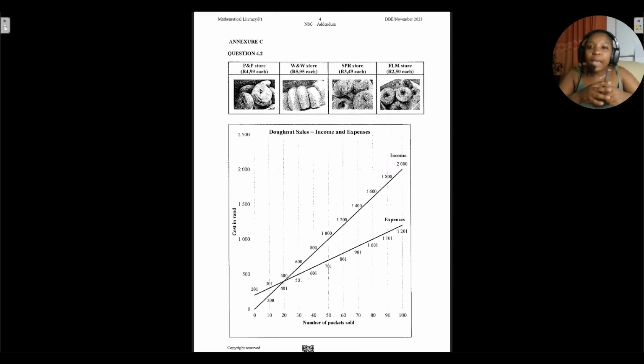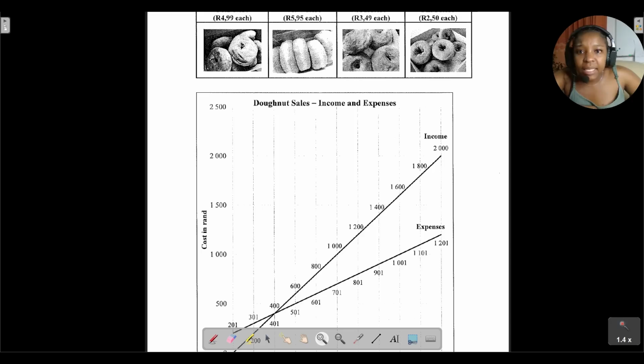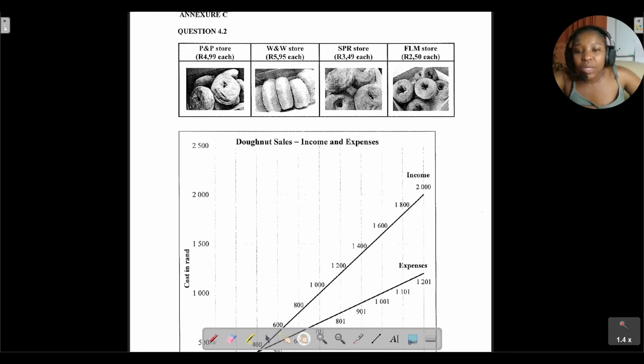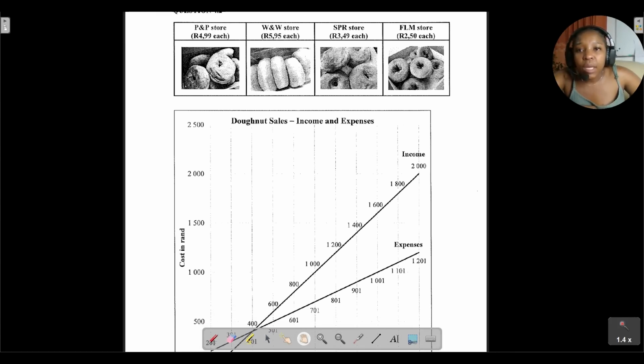So let's have a look at what's happening here. Obviously we are given a picture that gives us the cost price of these donuts in these different shops. At the P&P store, it's 4 Rand 99. At the W&W store, it's 5 Rand 95. At the SPR store, it's 3 Rand 49. At the FLM store, it's 2 Rand 50.